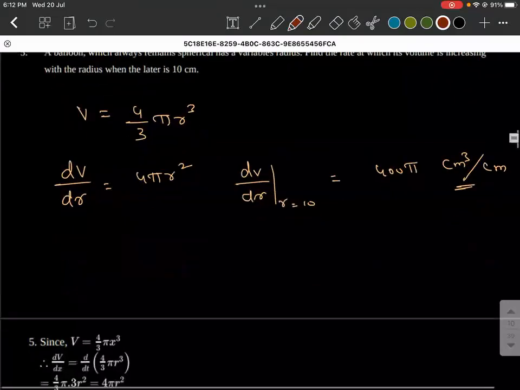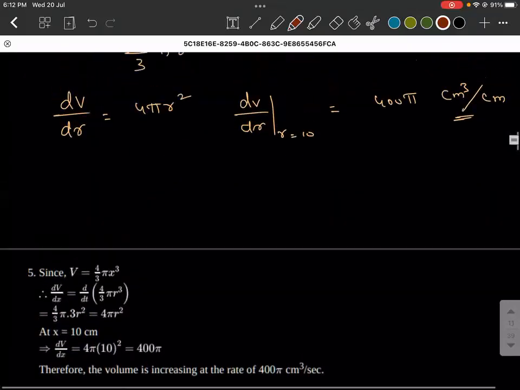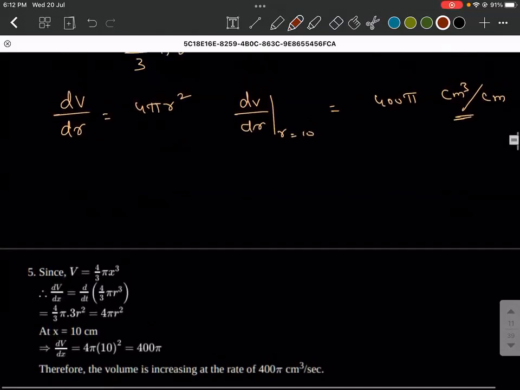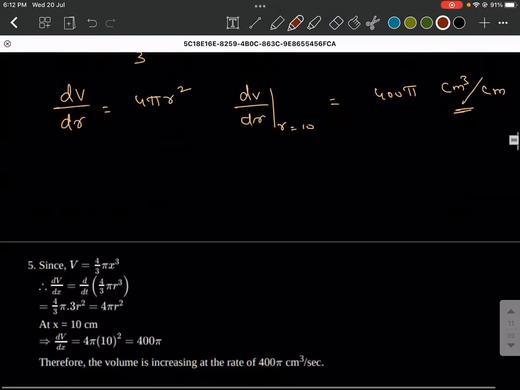Right, this is a textbook problem. Per second is what they have given in the solution, but that is wrong. It is centimeter cube per centimeter.